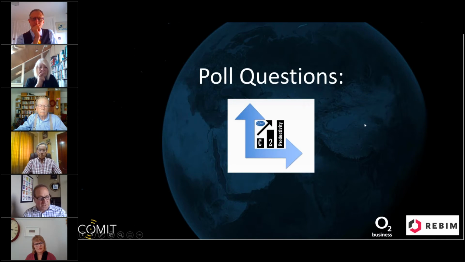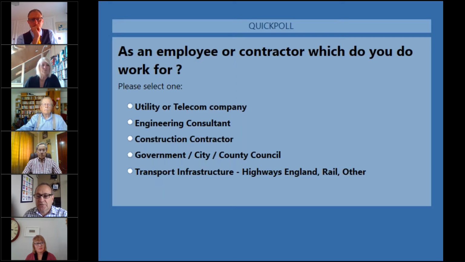First off, I want to run some little poll questions past everybody, and if you just bear with me, I'll launch the polls. We have 3 polls with multi-choice answers, and this is my first one. As an employee or contractor, which do you work for? And there are multi-choice options there. Okay, can everybody see those? Yeah. Okay, great.